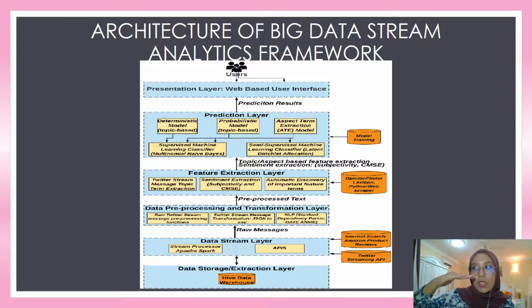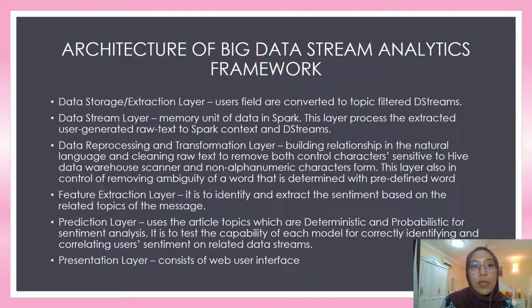So when the words go up to the data stream layer, they get filtered first. The next one is the data stream layer. When the words, the sentences, the opinions are expressed, they are filtered to the data stream layer. The data stream layer will have a memory unit of data in Spark, and this layer will extract the user-generated raw text into a Spark context. So from the normal words that the users use.